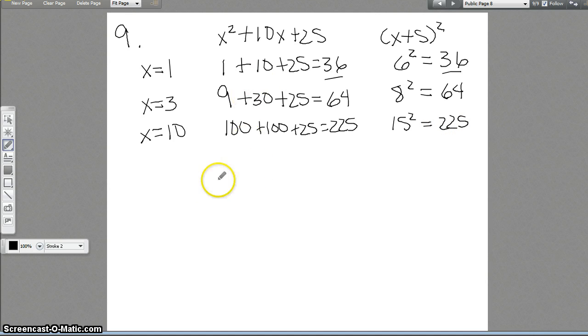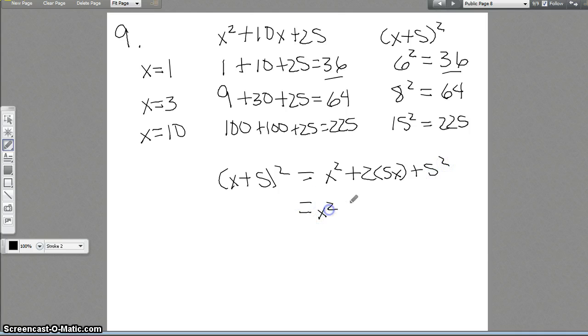Now, if you'll notice, (x plus 5) squared is x squared plus the double of 5 times x plus 5 squared, which is x squared plus 10x plus 25. So these are equivalent. They are equal. So whichever one you plug your value in for x, you should get the same answer.